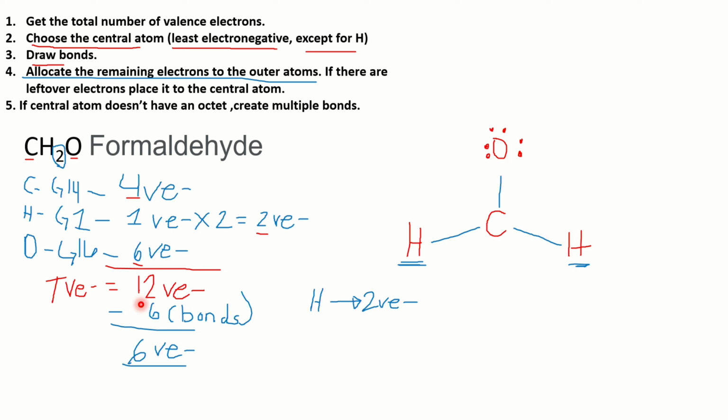So, here in step 5, if the central atom doesn't have an octet, create multiple bonds. We have to create another bond. We're going to use the 2 electrons here at the top. And let's form a bond.